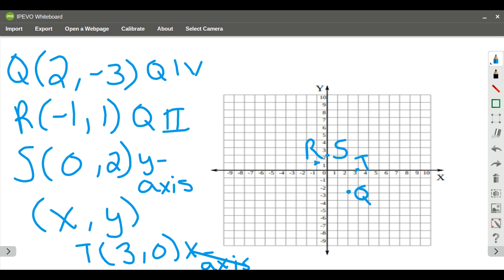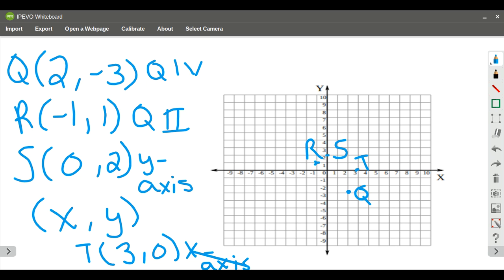So you'll notice that I use the origin to move up and down, left and right to find my point. I also identified quadrants to see which quadrant they're going to be in, and I was right. This is quadrant 4, Q was in quadrant 4, R was in quadrant 2, S is on the y-axis, it's on the up and down line, and then T is on the x-axis as I only moved left or right. I did not move up or down.